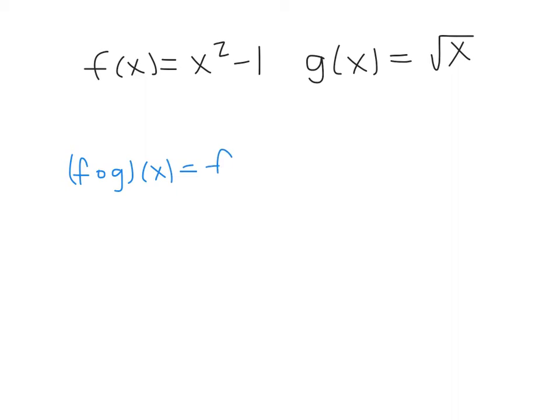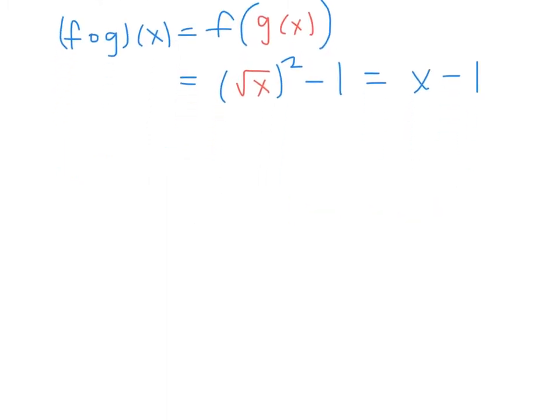So we're taking f and we're making g the input. We're going to take f, which has x squared, so we're going to put in a square root of x, and then f tells us to square it, and then we've got a minus 1. If we square a square root, that undoes the square root, so we end up with just x minus 1.